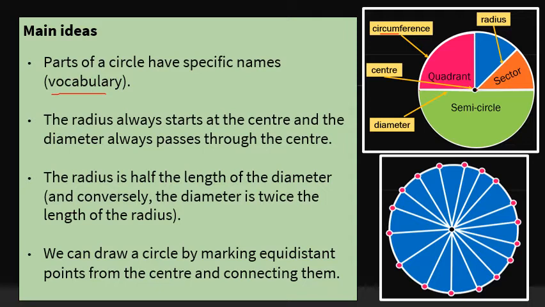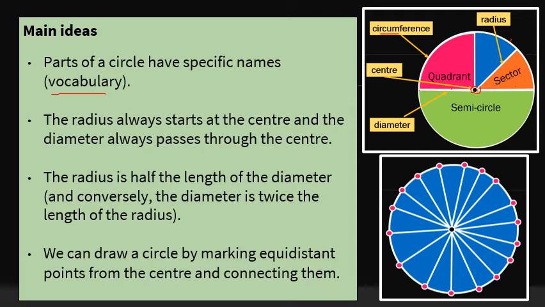The radius always starts at the center point here and moves out to the circumference. So whichever way it's going, always starts at the center. Just like the diameter, it has to pass through the center. It has to go from one side of the circumference to the other, to the opposite side. And it's a straight line as well. I should mention that. The radius is half the length of the diameter, and conversely, the diameter is twice the length of the radius. That's the real important relationship you need to remember today, particularly for your activities.